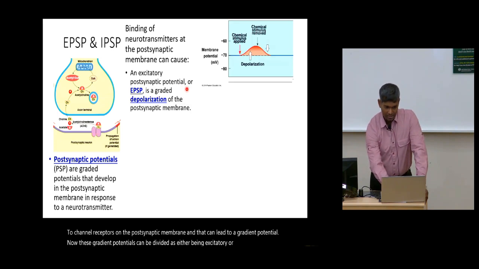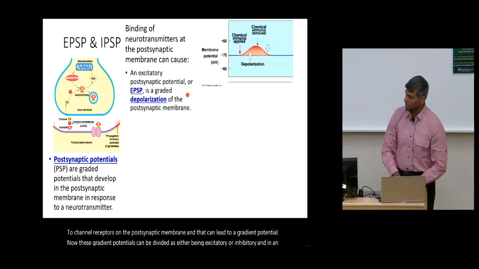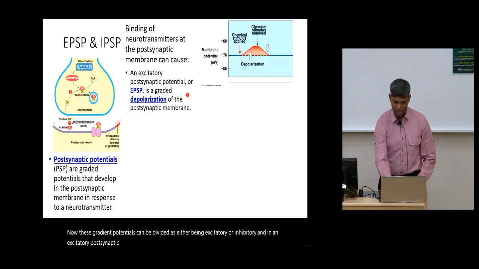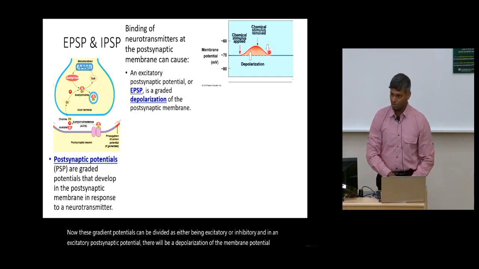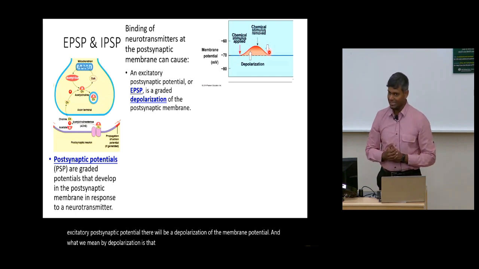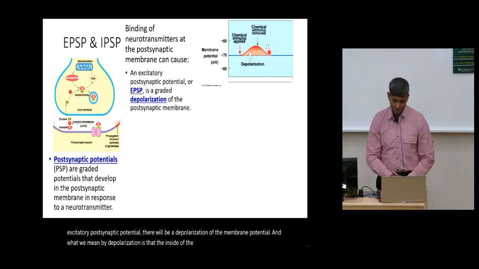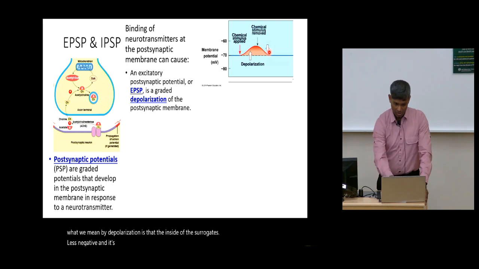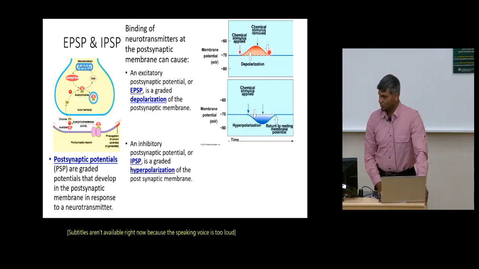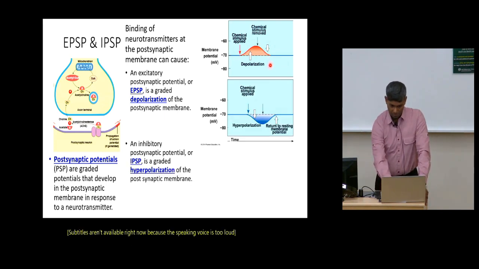Now these graded potentials can be divided as either being excitatory or inhibitory. In an excitatory postsynaptic potential, there would be a depolarization of the membrane potential, and what we mean by depolarization is that the inside of the cell gets less negative. It's called inhibitory if you have a hyperpolarization of the membrane potential, and hyperpolarization is where the inside of the cell gets more negative.